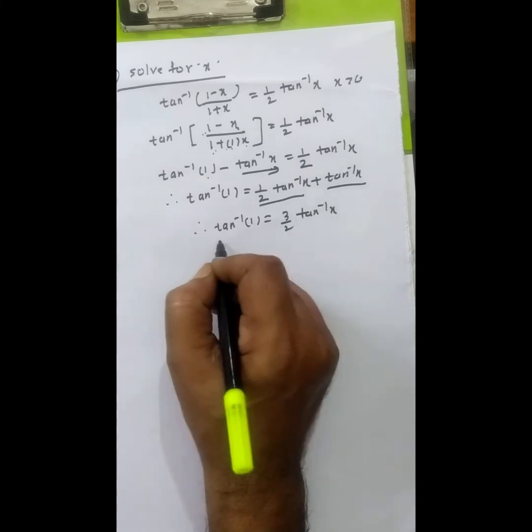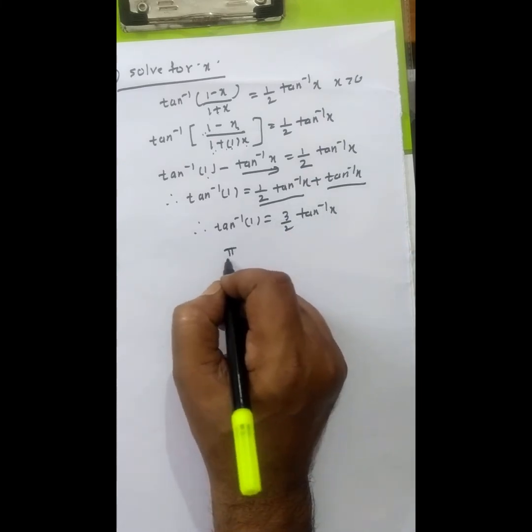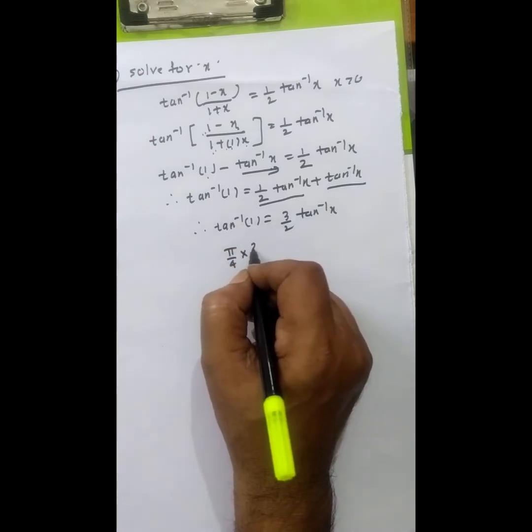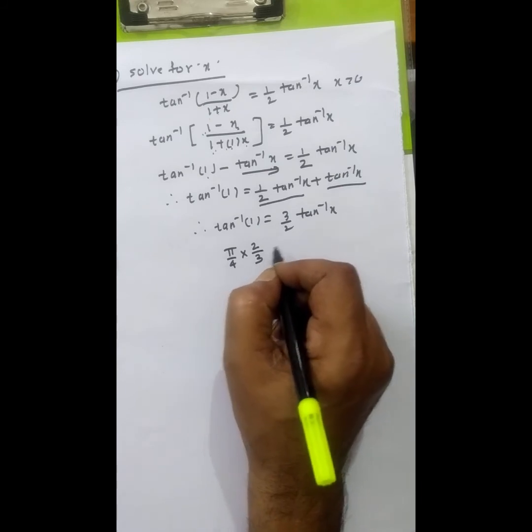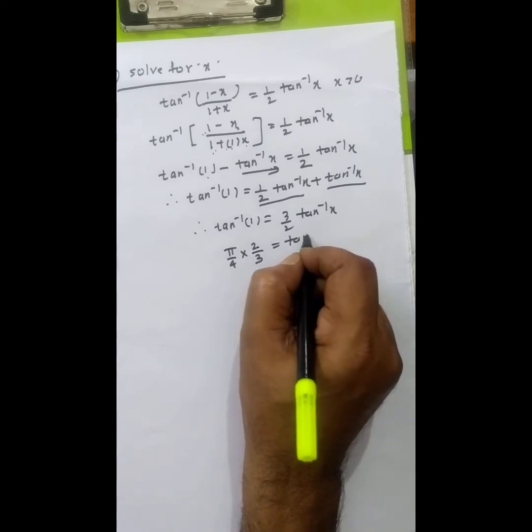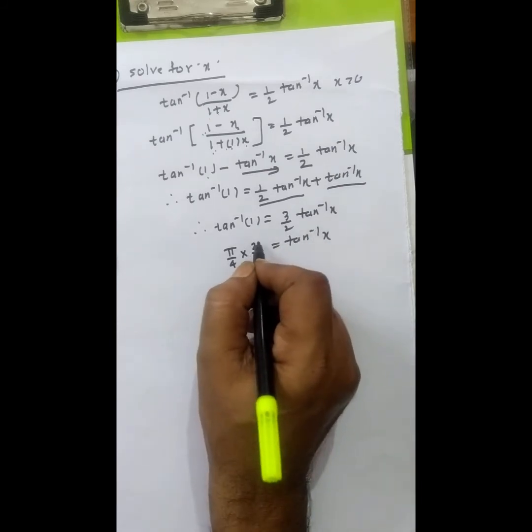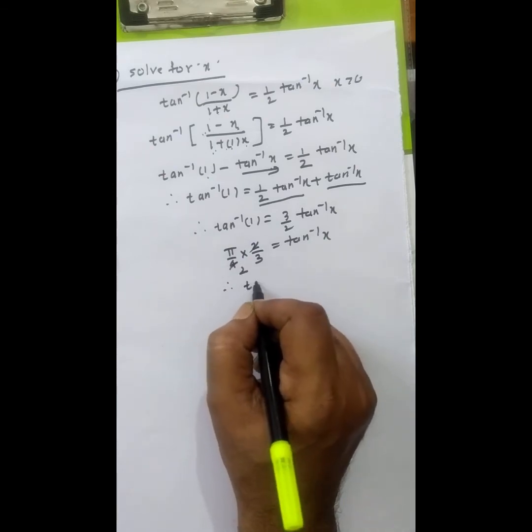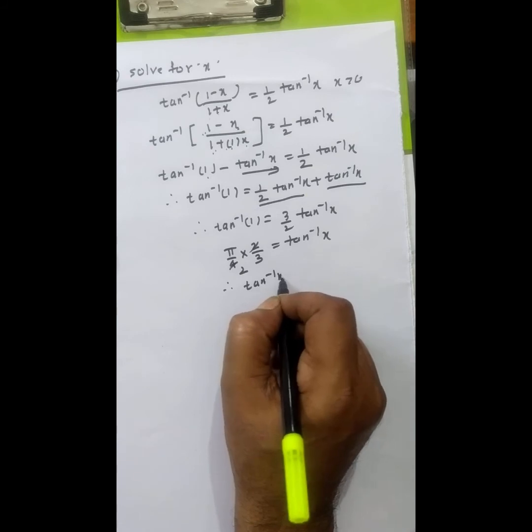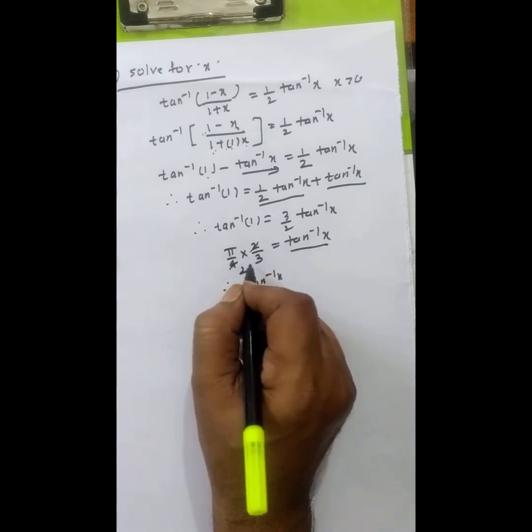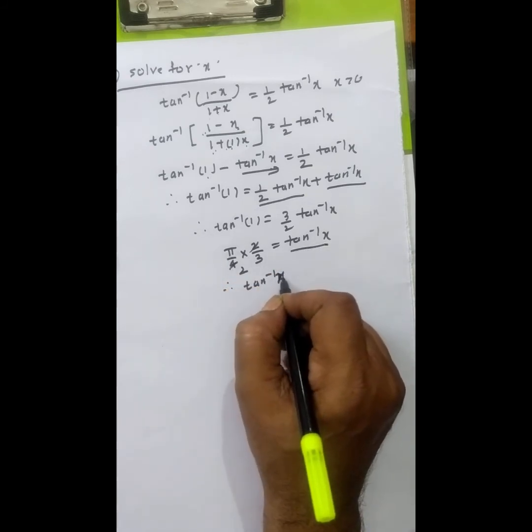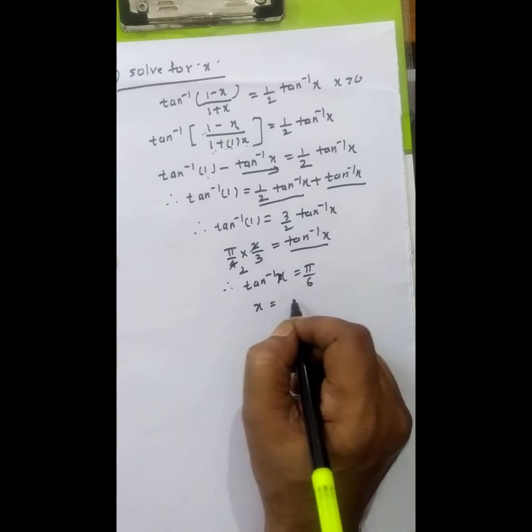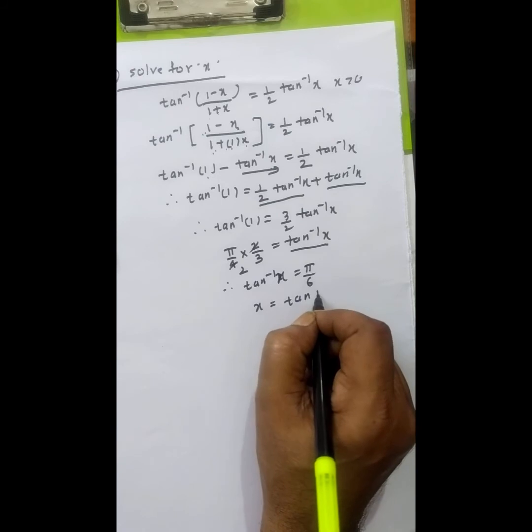Now what is tan inverse of 1? Tan inverse of 1 is pi by 4, and 3 by 2 if you cross multiply it will be pi by 4 into 2 by 3 equals tan inverse of x. So the 2 ones are 2, twos are 2. Therefore tan inverse of x equals 2 into 3 is 6, pi by 6. So x is equal to tan pi by 6.